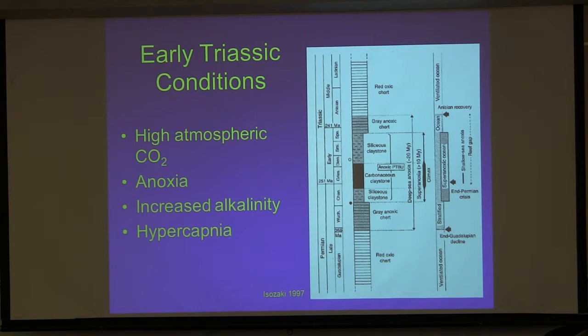Isozaki in 1997 showed that the anoxic conditions actually started in the deep ocean late in the Permian, and by the end of the Permian we had a superanoxic ocean. At the start of the early Triassic, the anoxia had spread to the shallow seas and created a reef gap. So there were no metazoan reefs throughout the early Triassic and into the start of the middle Triassic.